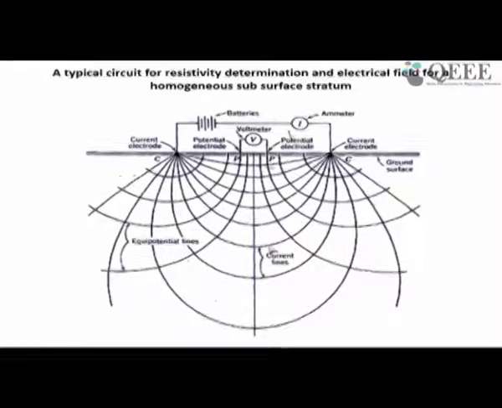Now, when you use an arrangement like this, you will get a typical circuit for resistivity in the field. As you can see here, a homogeneous ground will have an electrical field like this. There will be equipotential lines and then current lines, which will be perpendicular to the equipotential lines.